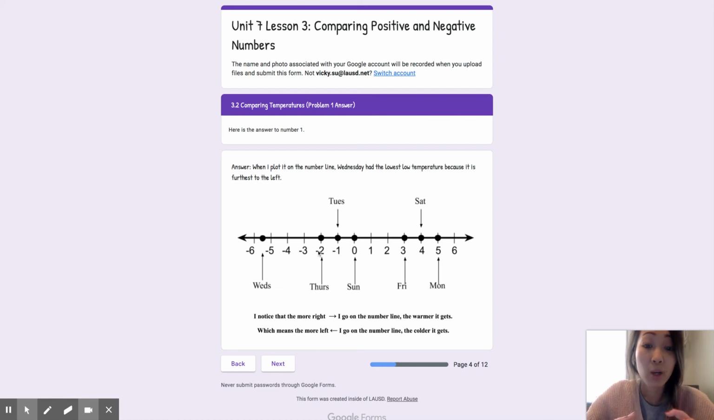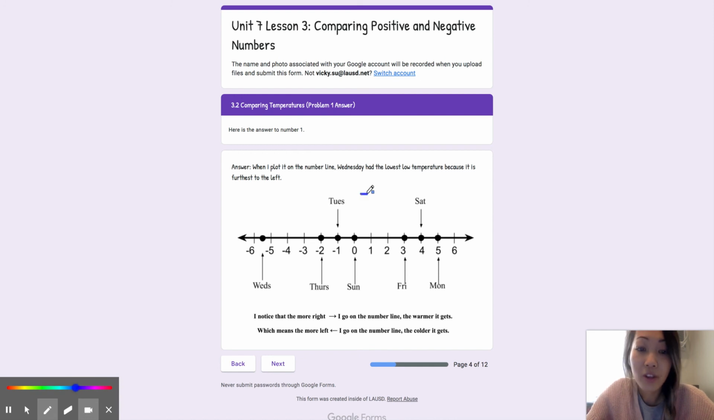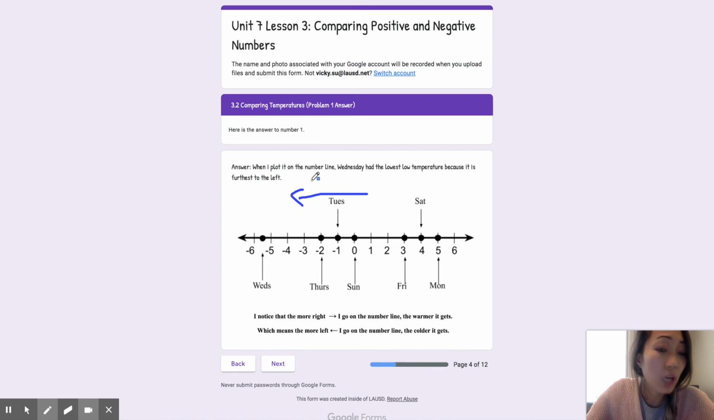So what I'm noticing is that the further, let me draw this out for you. The further, I like blue. The further this way I go, the temperature gets colder or hotter? Colder. The more left I go, it gets colder. So now, because it is asking for the lowest temperature, I'm looking for the dot that is furthest to the left.